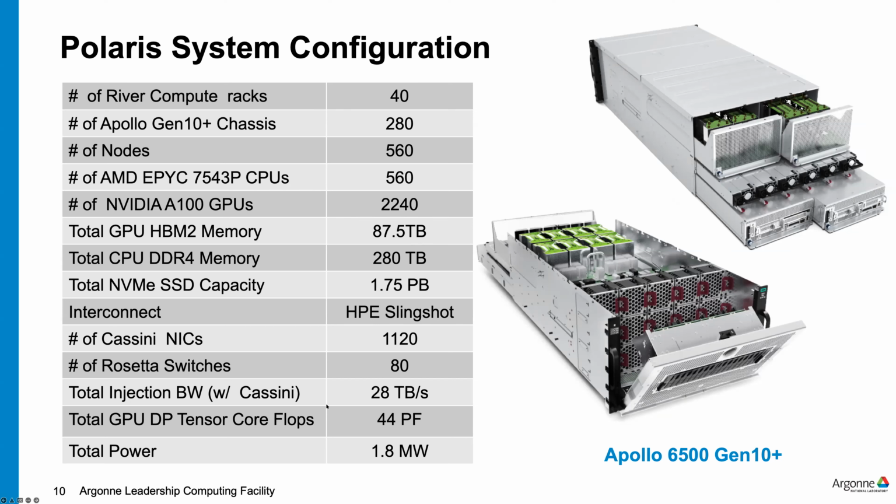And finally, at the bottom there, you can see as far as our peak for HPL, we can get 44 petaflops from the system if you can utilize the tensor cores.